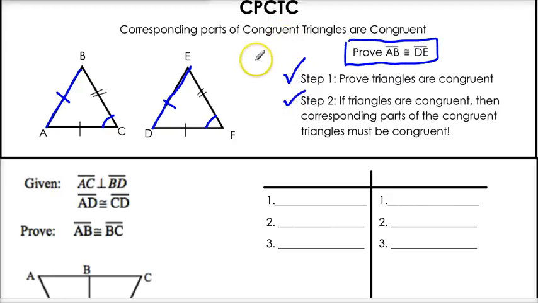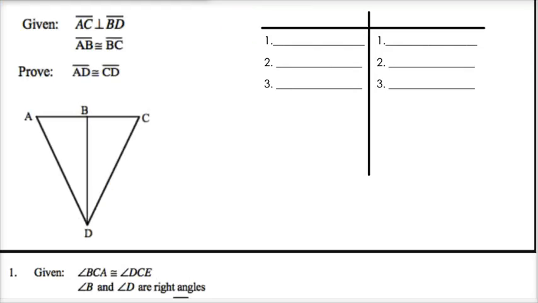Like I said, this might be a little confusing, but I'm going to say this again. If a question is asking you to prove that AB is congruent to DE and it's not marked, the first thing you do is prove the triangles are congruent. And if you know the triangles are congruent, then you know that each side is going to be congruent. Let's take a look at this in action. For our first one, we know that AC is perpendicular to BD. Let's mark that down.